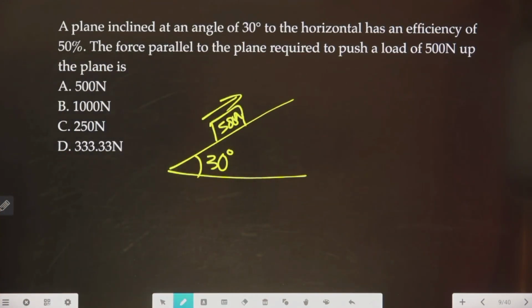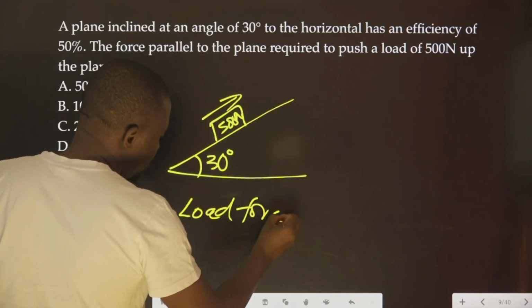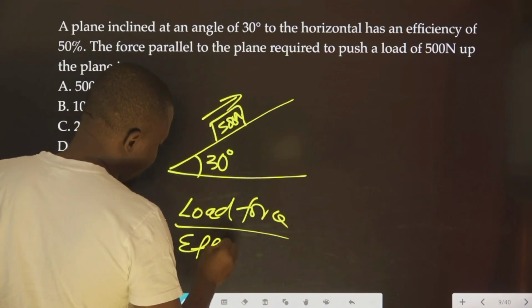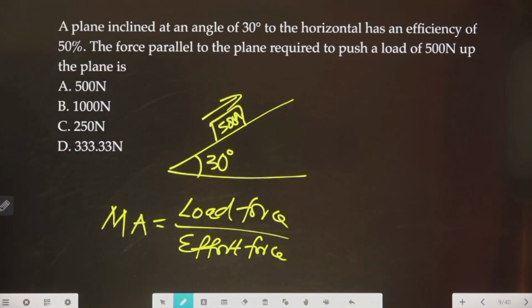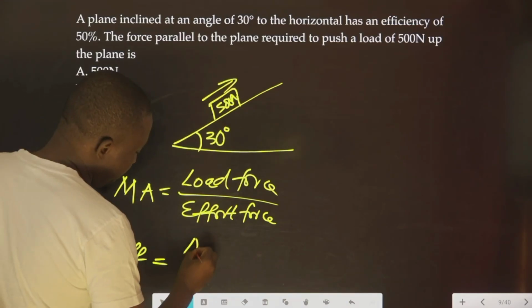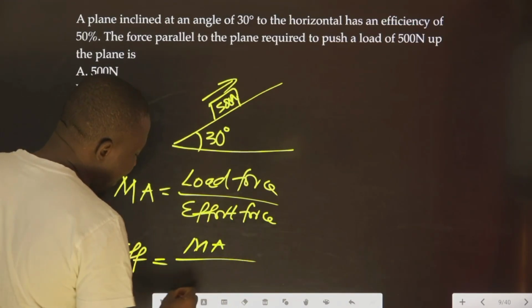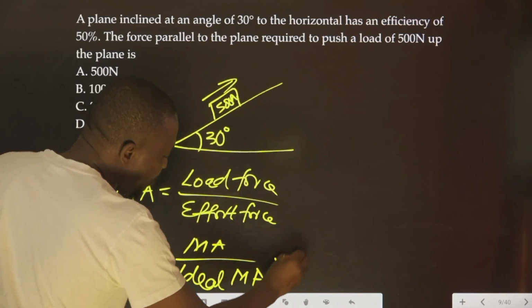What you must put at the back of your mind is this. Mechanical advantage is always equal to load force over effort force. We are told that we have an efficiency of 50%. What is efficiency? Efficiency is the mechanical advantage over the ideal mechanical advantage multiplied by 100%.